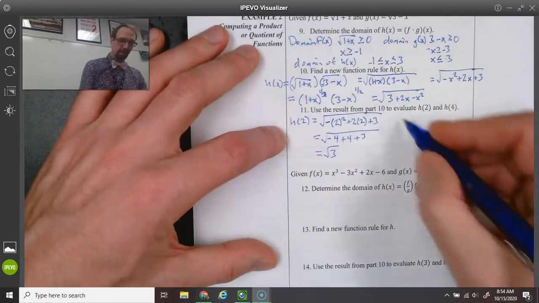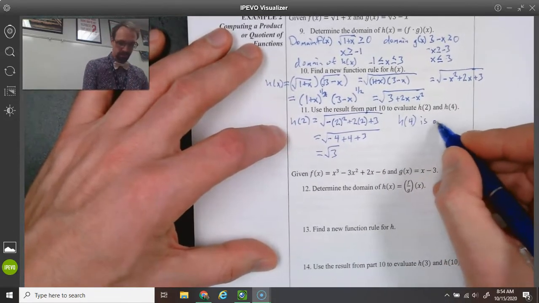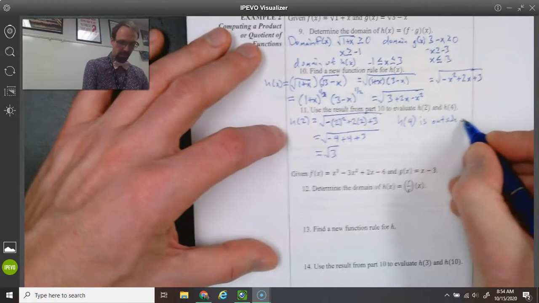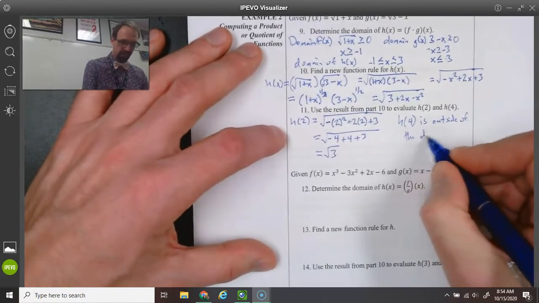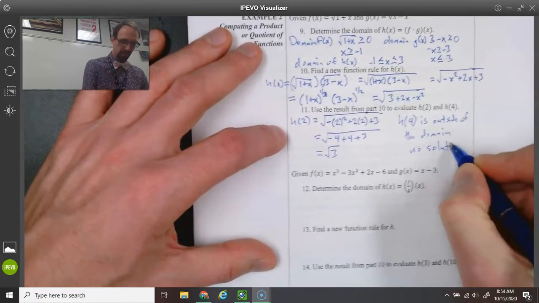h of 4 is outside the domain. It is outside of the domain, so we would have no solution.